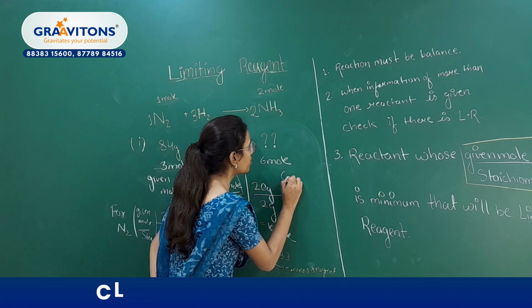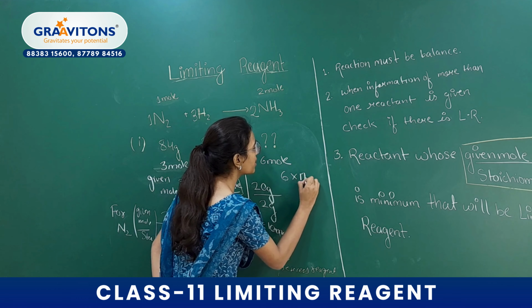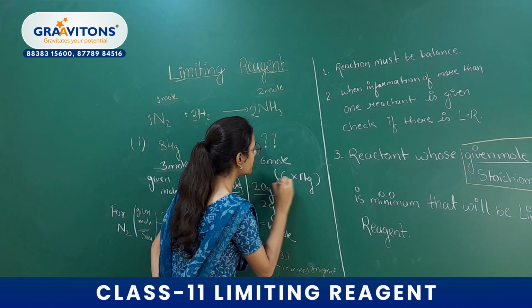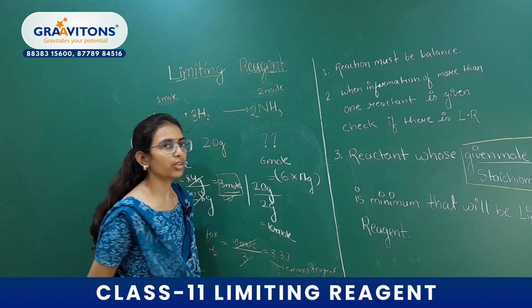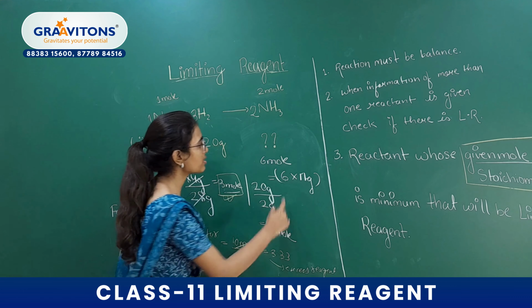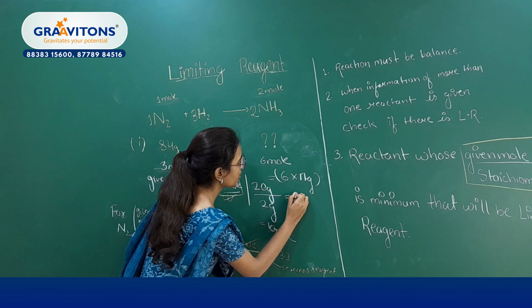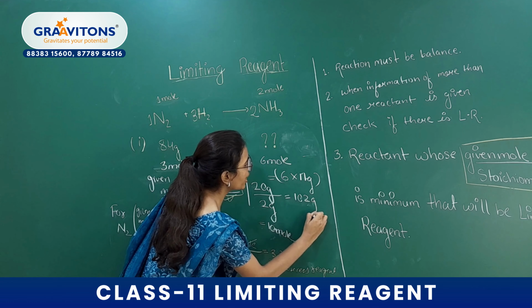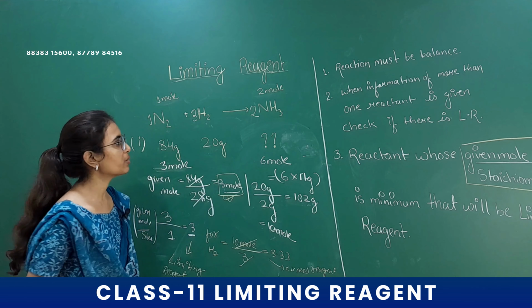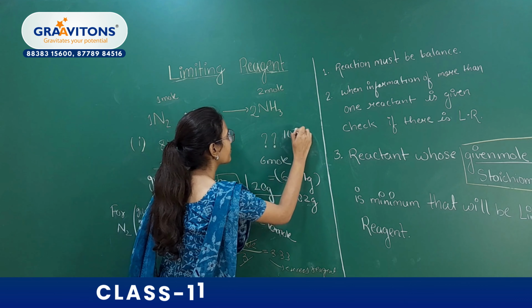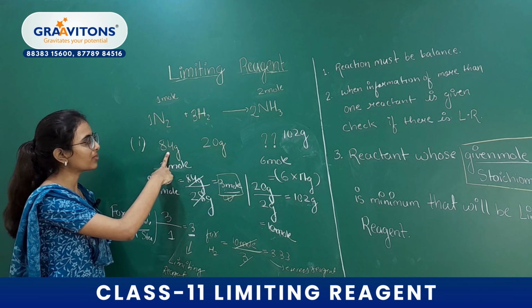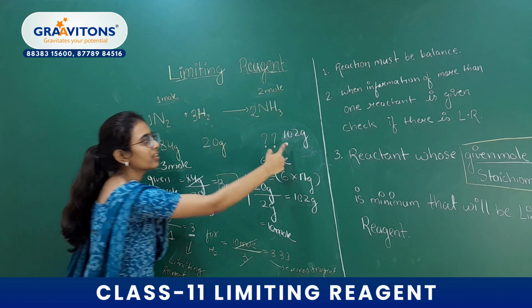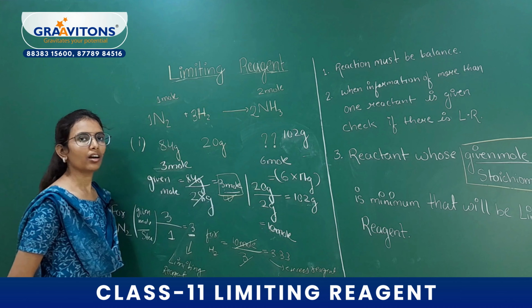So definitely multiply by the molecular mass. So 6 into 17, that much gram of ammonia will be produced. What is 6 into 17? 102 gram of ammonia will be produced. So we can say that on reacting 84 gram of N2, you will get 102 gram of ammonia.